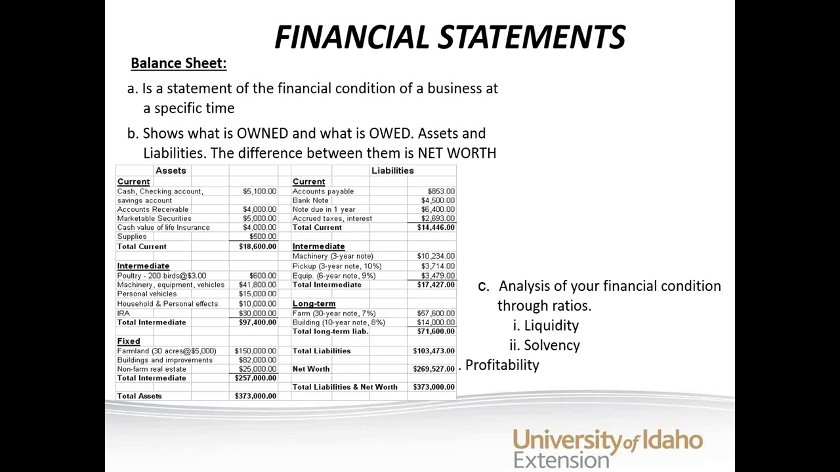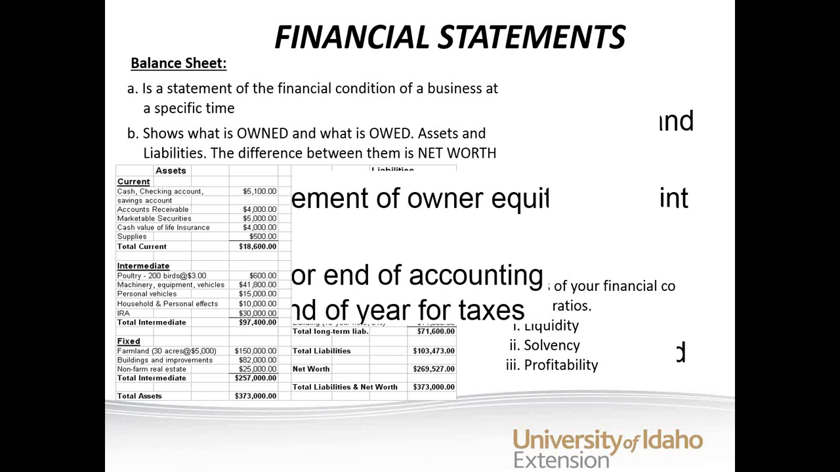And then the liabilities match those. The liabilities are matched to the class of assets. The current liabilities are those liabilities, such as accrued interest and taxes, that are due that year. Intermediates would be machinery notes or equipment notes, and long-term would be your buildings and land.